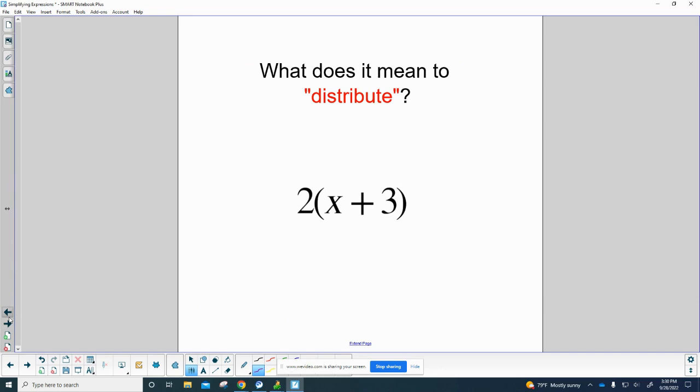Okay, and in some of these problems, we're going to have to do a little bit of distributing in order to simplify. And so to do that, you just multiply any number outside of parentheses by any number inside, and then write the results. So 2 times x would be 2x, and 2 times plus 3 would be plus 6. So there's one. Let's try a couple more.